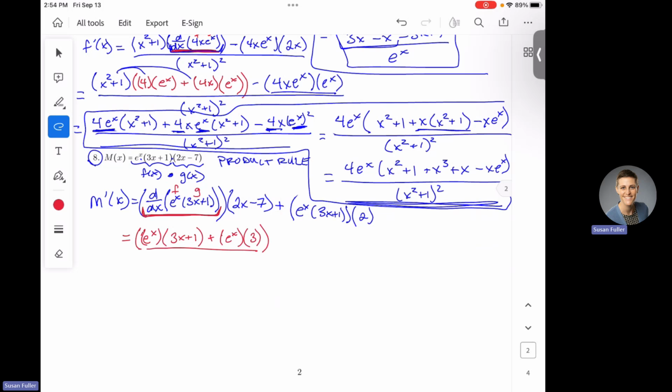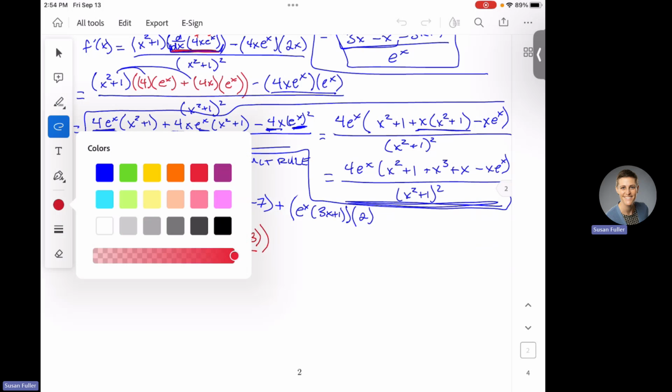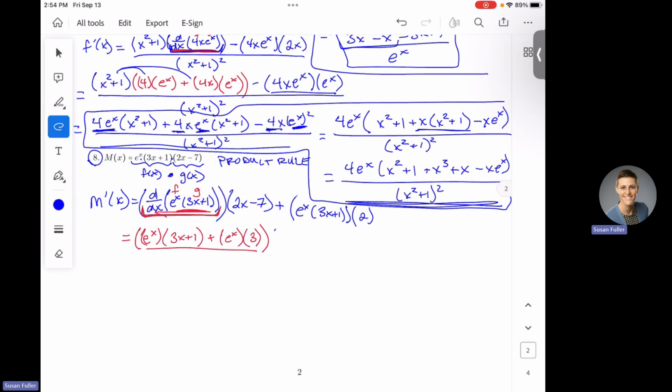So now this is the derivative of this whole thing by the product rule. And now I have everything else still hanging out here. So I'm going to have that times 2x minus 7. And I'm going to add to that e to the x, I'll put 2 out in front, 2 e to the x times 3x plus 1. And then from here, we can start to simplify a little bit.